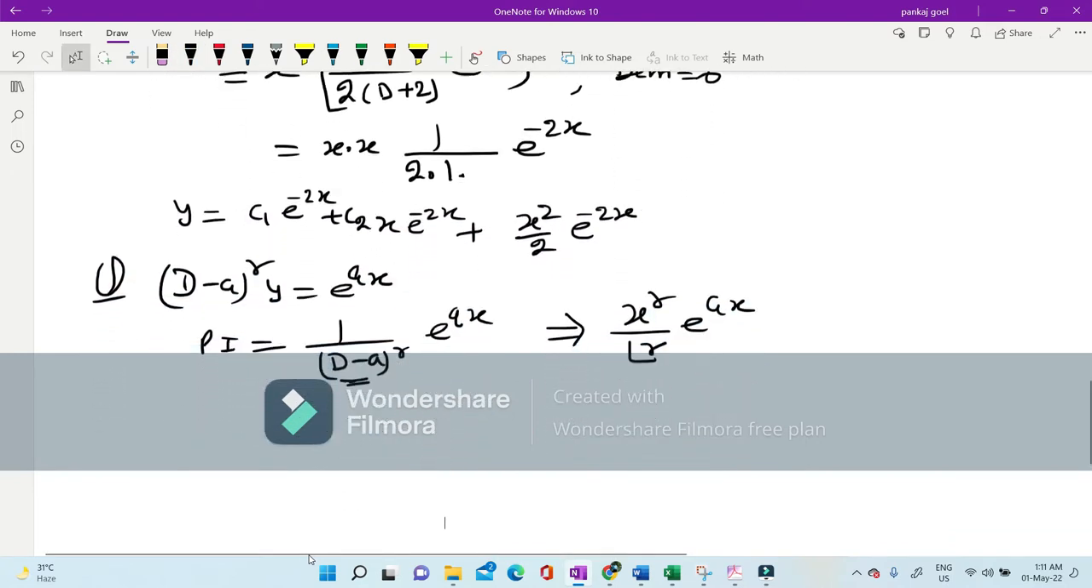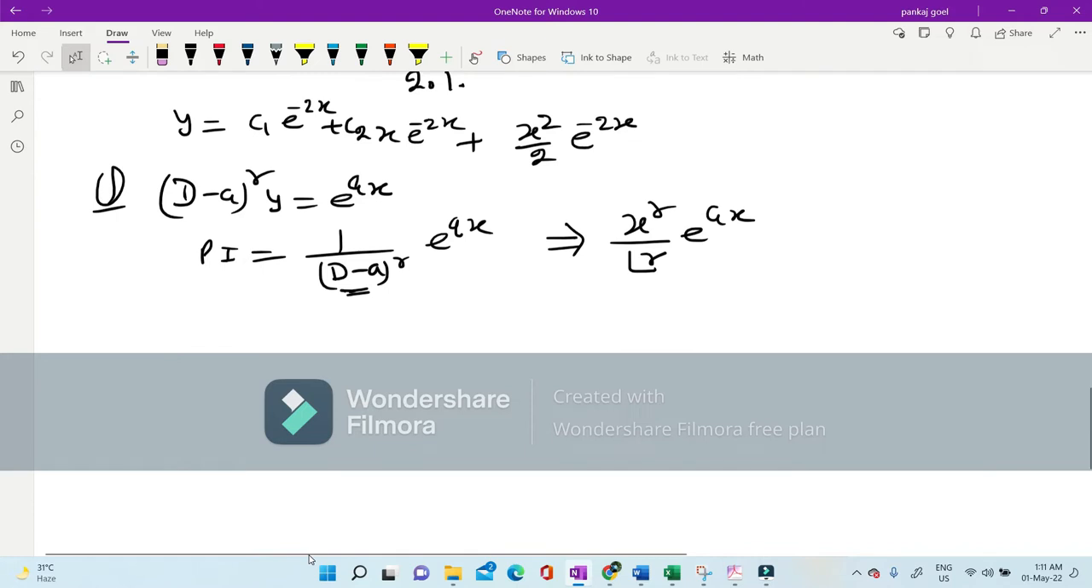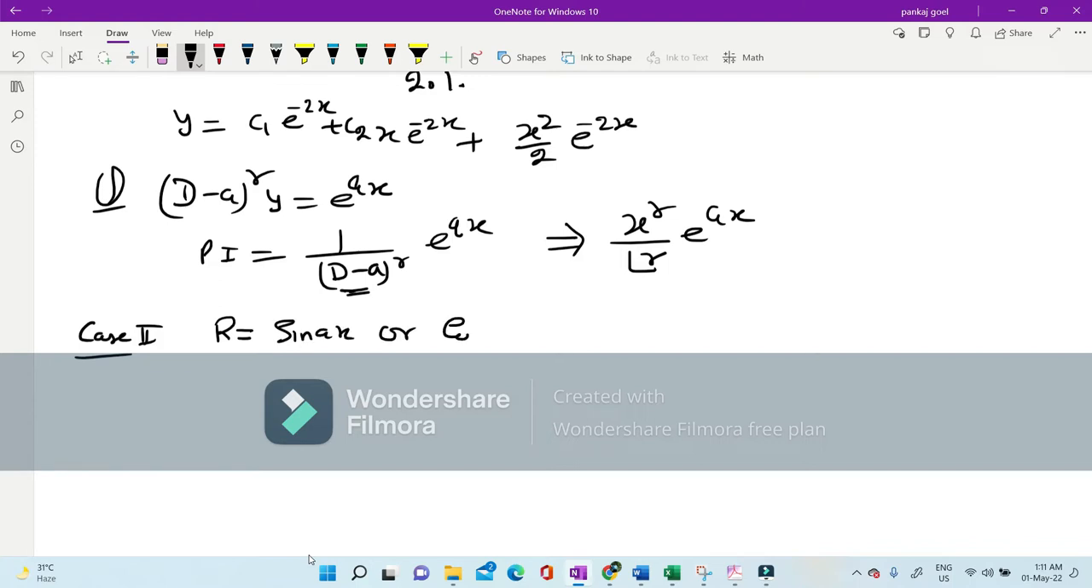We can take another example. Now we can take case 2. Case second, let us suppose I say R equal to sin ax or cos ax. In this case, we will put d square equal to minus a square. If I multiply by d both sides, I can write d cube equal to minus a square d. Similarly, you can write d to the power 4 equal to minus a square d square, and that is equal to (minus a square) to the power 2.